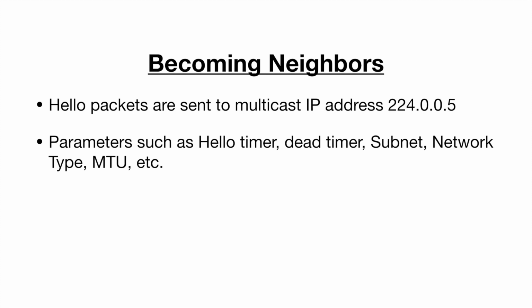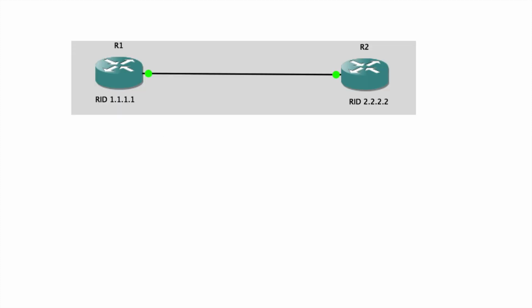To clarify what I'm talking about, let's put this in an example. We have two routers here, R1 and R2. R1 has a router ID of 1.1.1.1, and R2 has a router ID of 2.2.2.2. Router ID is simply the name of the router that it uses to represent itself, just like we have our names.